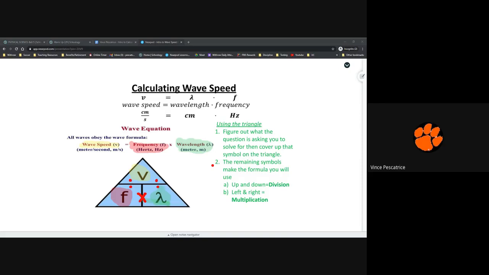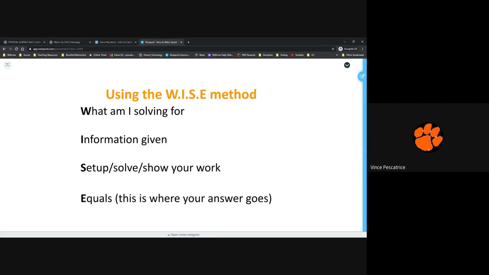All right. So what I'm going to show you next is called the WISE method. In combination with the triangle that you just learned, this WISE method will help you organize the information in the problem so that you can keep everything in the right place and find the answer easier.